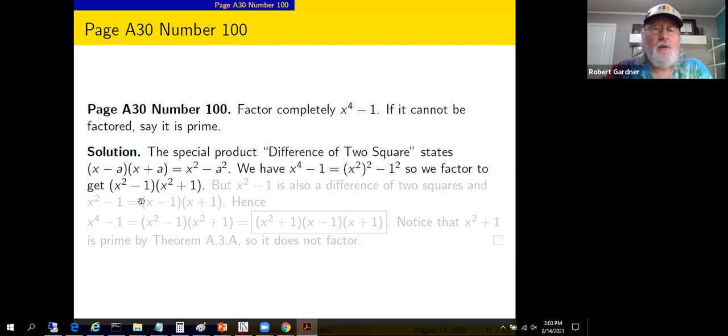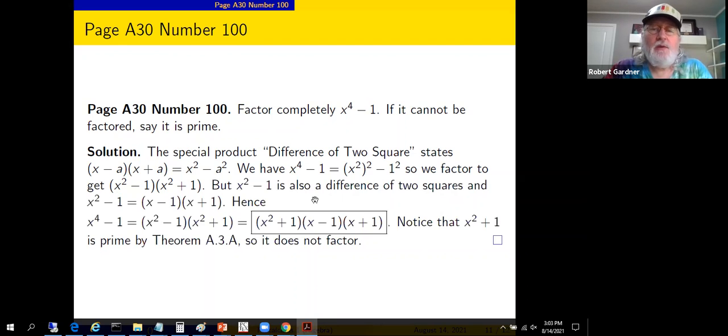But wait, x squared minus 1. That's also a difference of 2 squares. That one's easier. That's x minus 1 times x plus 1. I think we dealt with it earlier. So the x squared minus 1 factors into this product. So at this stage, we have x to the 4th minus 1 written as x squared minus 1 times x squared plus 1. And then we went further and factored this into x minus 1 times x plus 1, giving this product of 3 things. What's up with x squared plus 1?